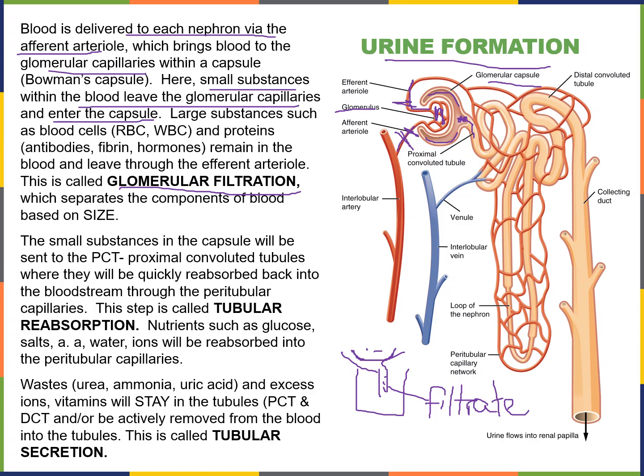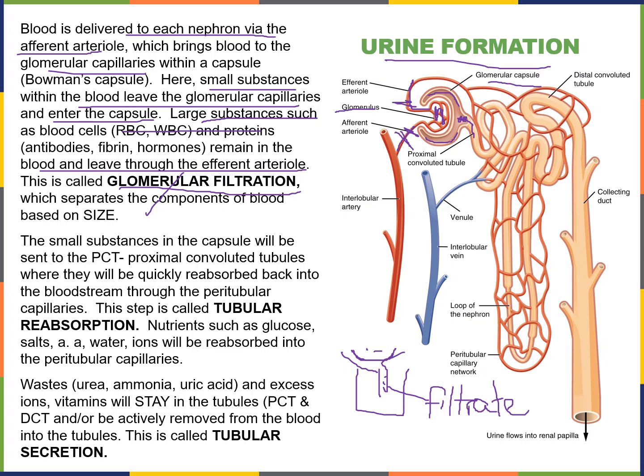So for these substances, I find it easier if students focus on water, glucose, amino acids primarily, and just remember that proteins, any proteins, the antibodies, fibrinogen, albumin, all of those cannot be filtered. So they will never or should never be in filtrate. So large substances such as blood cells and proteins remain in the blood and leave through the efferent arteriole. This is called glomerular filtration, which separates the components of blood based on size.